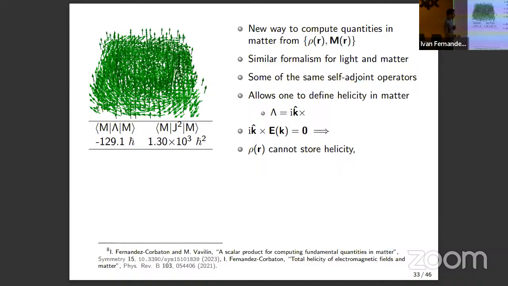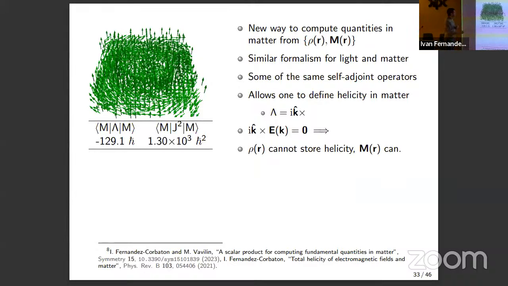because when you apply it to the field it is 0, because this field is irrotational, then you learn that the charge density cannot store helicity. However, M can. This is why here there could be extra components of G squared coming from rho, and you put rho to 0, but here that should be the actual helicity of the whole thing.